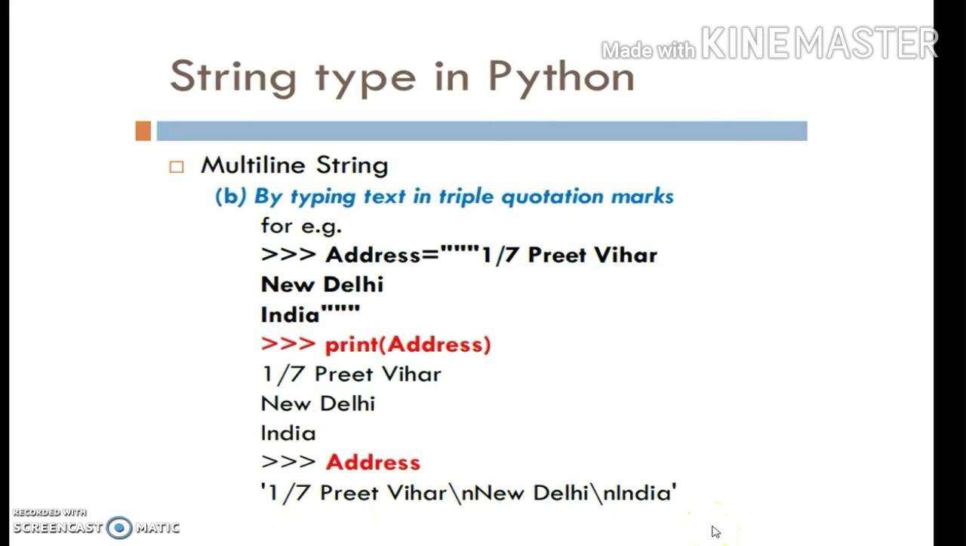Clear? These are the string types in Python: single line string and multi-line string. Single line string means you can type the given string in only one line. It starts and ends in one line. But multi-line strings start and end in different lines. A multi-line string should be enclosed between triple single quotes or triple double quotes.